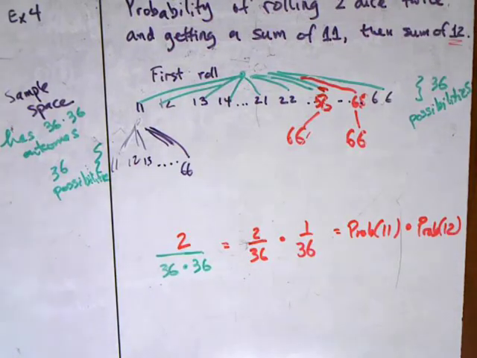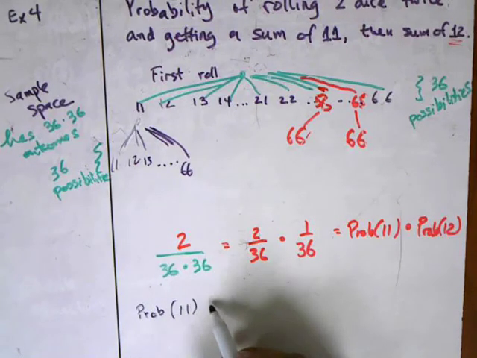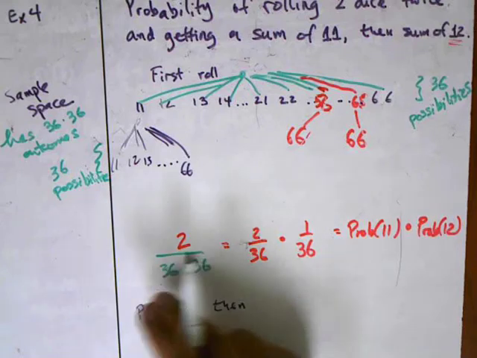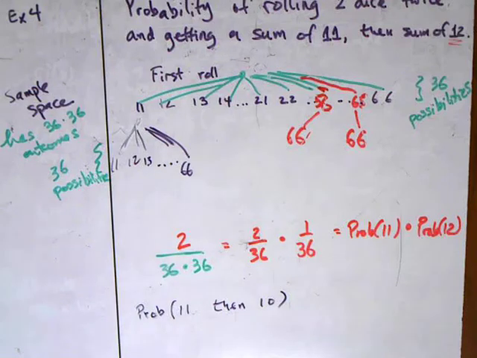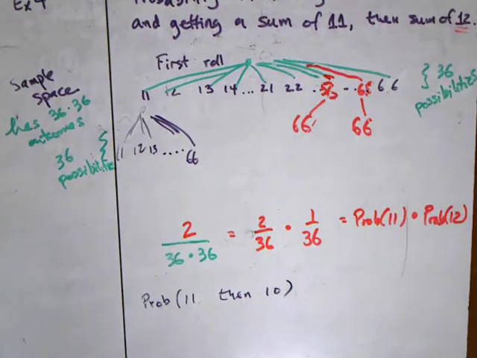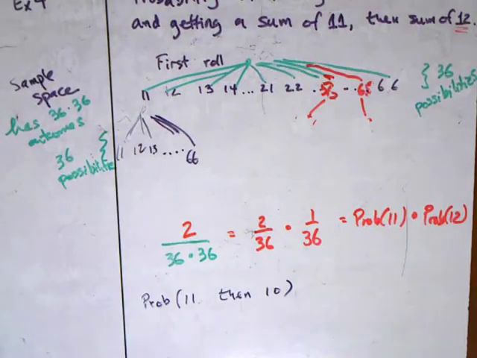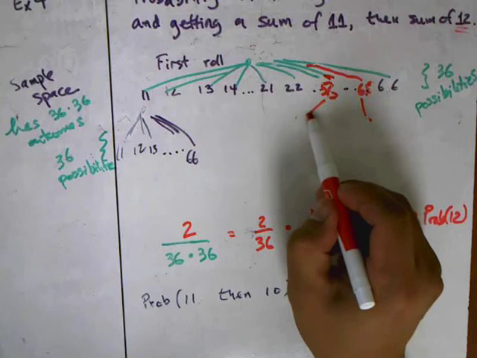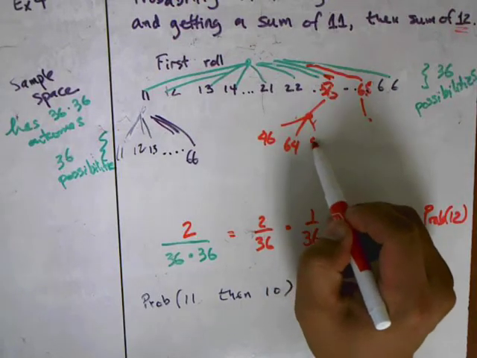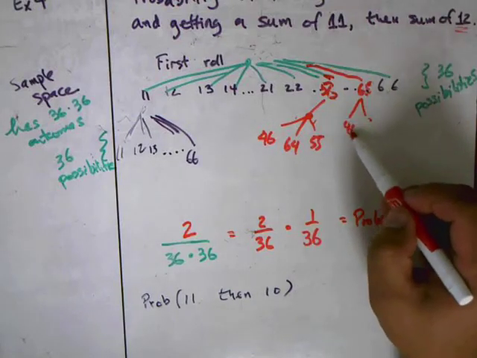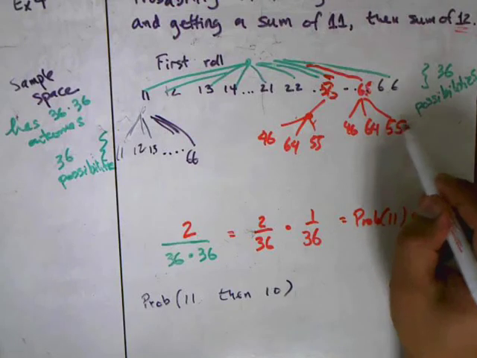I'm going to do one more example here that's related to this. So I'm going to say, what's the probability of getting an 11, then a 10? Okay. So in other words, we've got to change this problem just a little bit. I can get an 11 here. But on my second roll, I don't want a 12 anymore. I want a 10. So I can get a 4 and a 6, 6 and a 4, or a 5 and a 5.